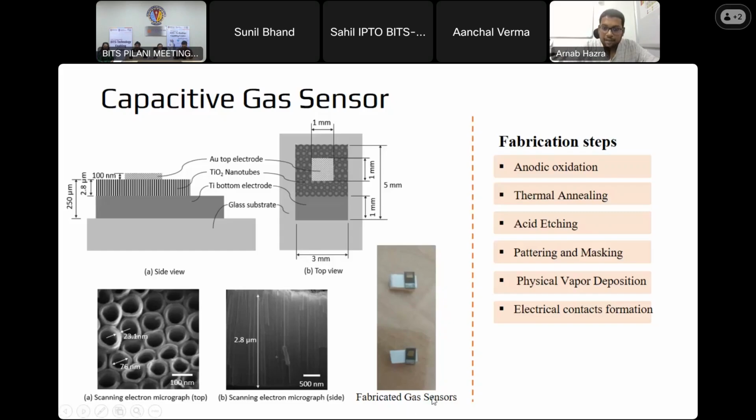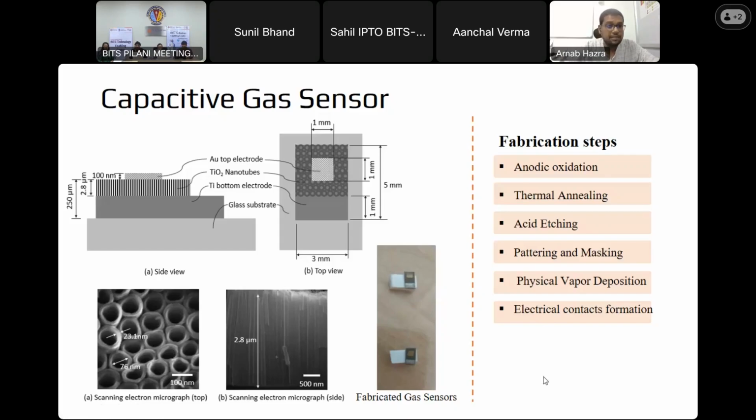Now I can show you the fabricated sensor. These are looking like this, a very simple and small structured device. The three layers are clearly visible here. The bottom portion is titanium, the dark portion is indicating the nanotubes, and the top portion is the gold electrode. Now you can see the fabrication steps.